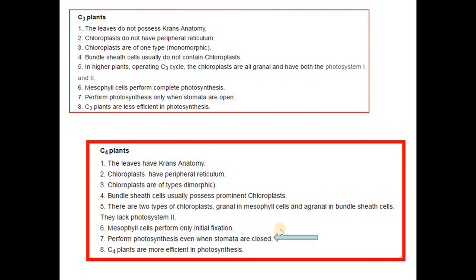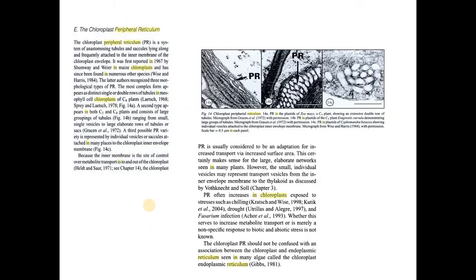And what I would like to point out is that C4 plants can perform photosynthesis even when stomata are closed because they have that pool of malate. So malate is usually stored in the vacuole. So that's why C4 plants can photosynthesize much more efficiently.